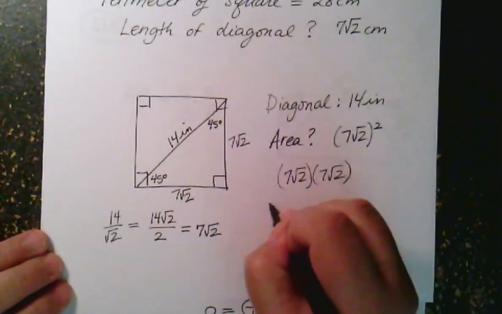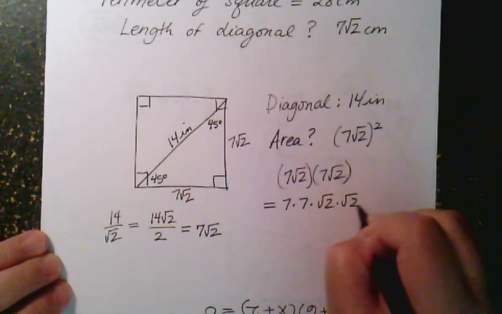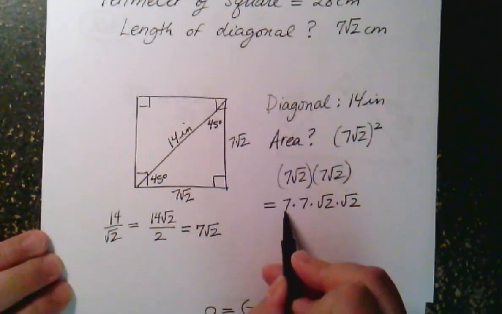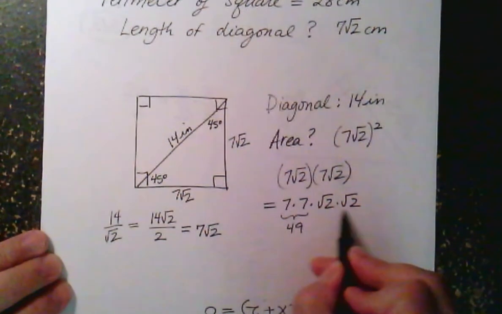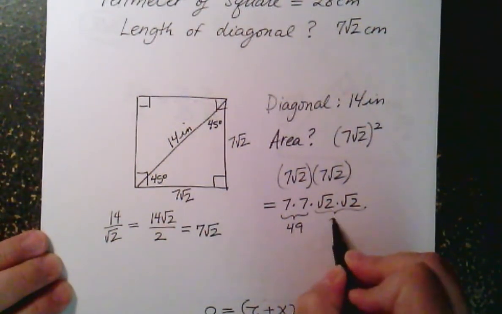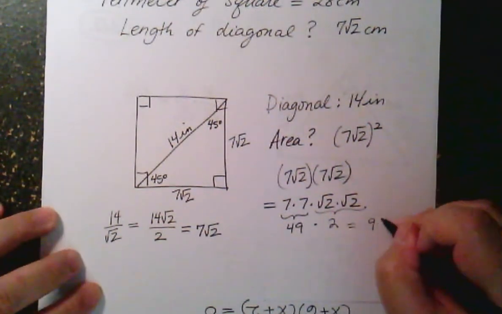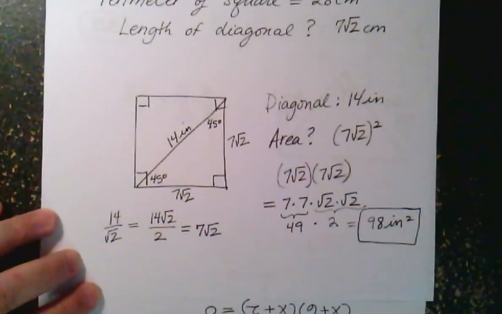And let's go ahead and work this out. This is the same as saying 7 times square root of 2 times square root of 2. A lot of times people have trouble squaring one of these, so let's just break it down. 7 times 7 is 49. Remember that any square root times itself is just the number, so that's just 2. And 49 times 2 is 98. So 98 square inches would be my area.